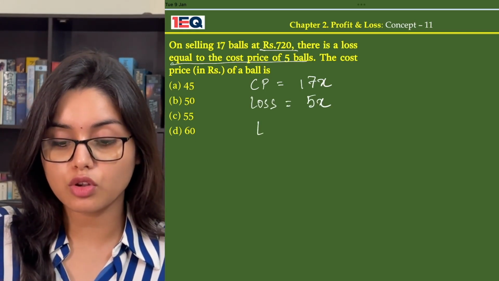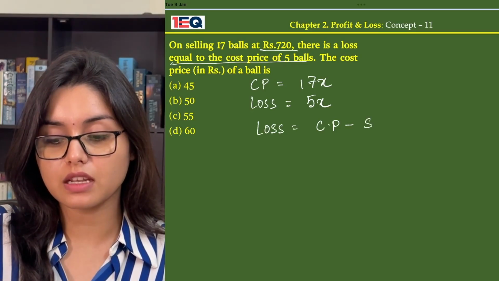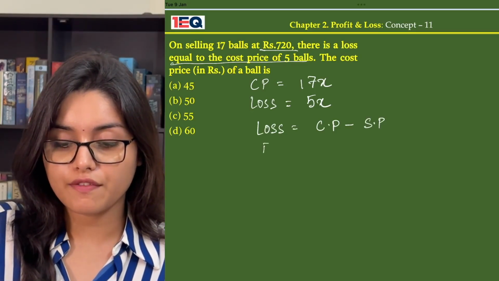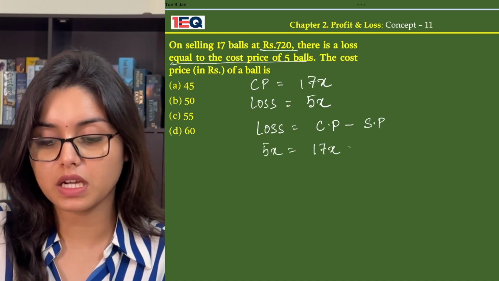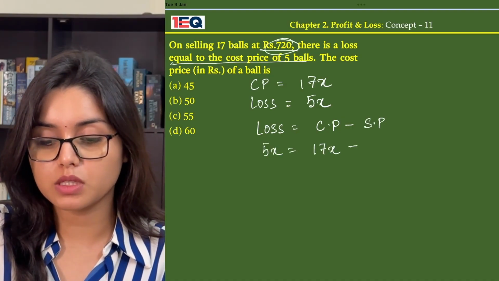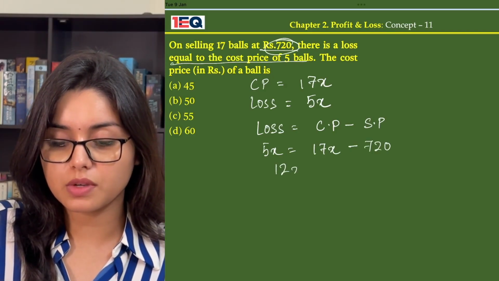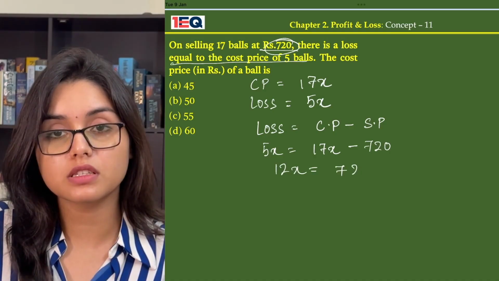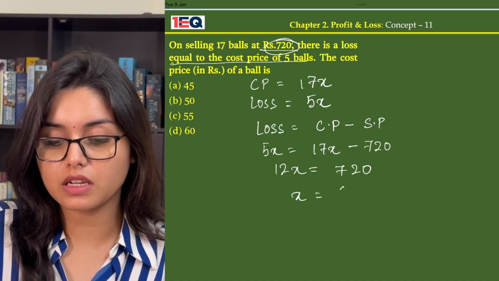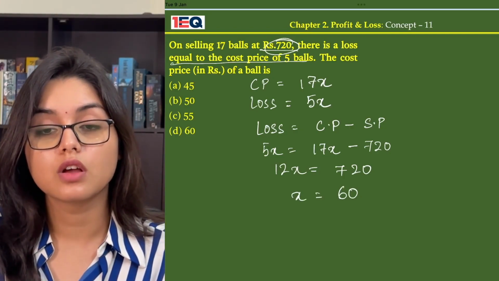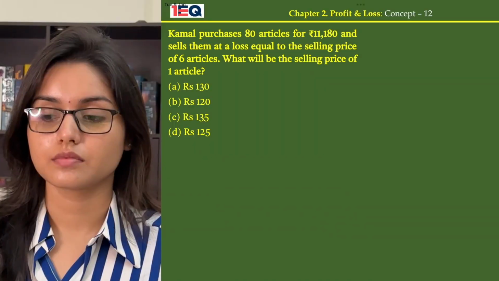Now as we know, loss is equal to cost price minus selling price. That is 5X equals cost price, that is 17X minus 720 rupees. On calculating further, we get 12X equals 720 and X equals 720 by 12, that is 60 rupees. So the option D is our answer.